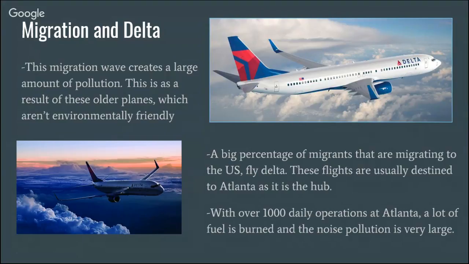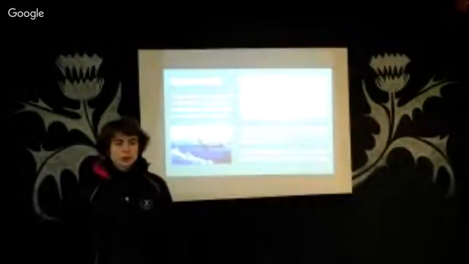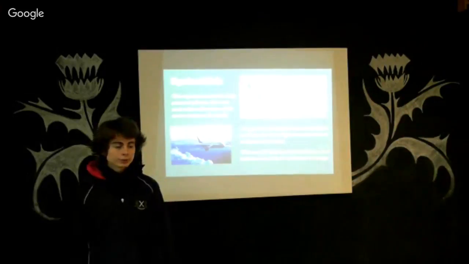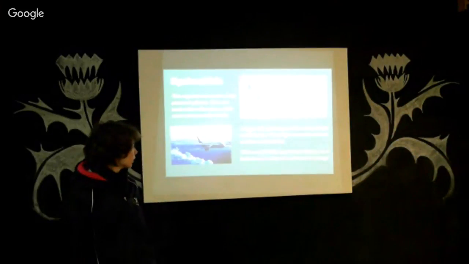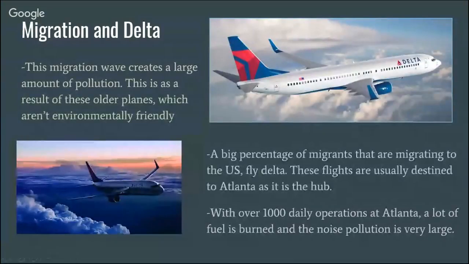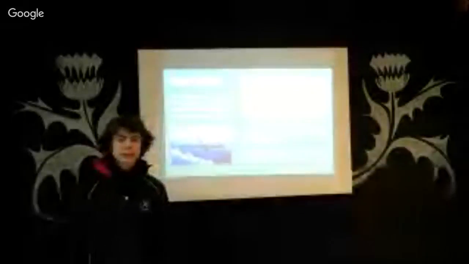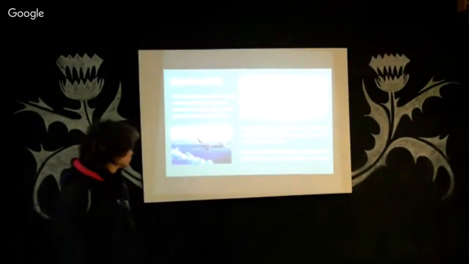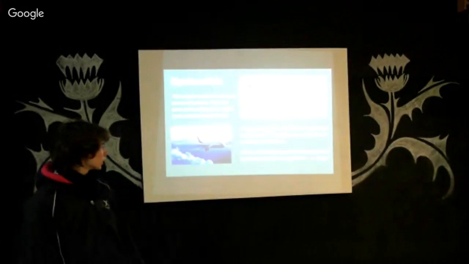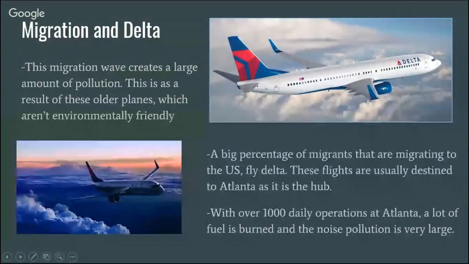These old airplanes helped the whole migration wave, which also contributes to the pollution of the city as they are older planes. And then there are a lot of migrants that are flying in and out of the United States. A lot of them fly Delta, and not all, but most of their flights are destined to go to Atlanta, as it is the hub. And with over 1,000 daily operations, a lot of fuel is burned and a lot of noise is produced.